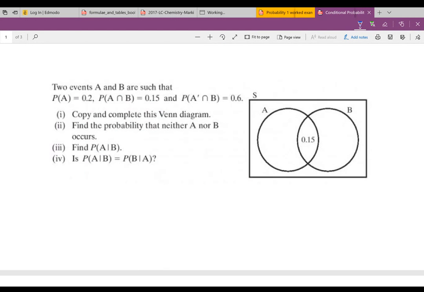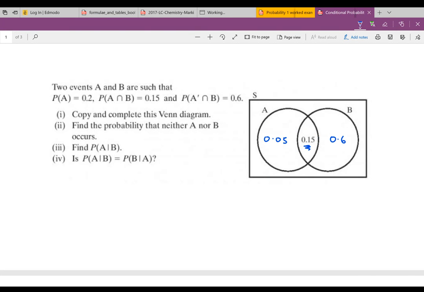Okay, two events A and B are such that the probability of A is 0.2, the probability of A intersection B is 0.15, which is already in there, and the probability of A complement, so everything except for A intersection B, is 0.6. From the last one, we should realise that that is my 0.6. A is 0.05, because A is 0.2 in total. So when I add those two, I'll get my 0.2.